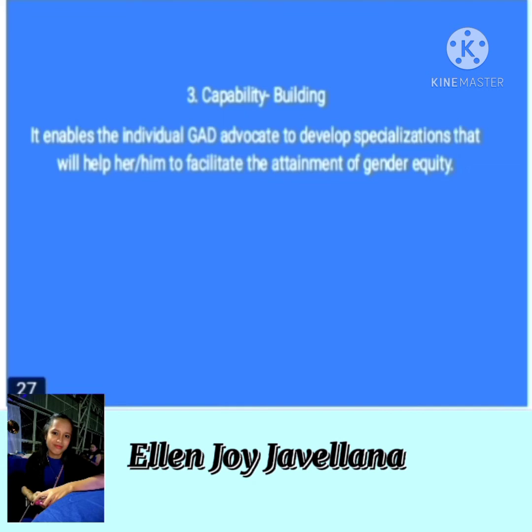Next is capability building. It enables the individual, gender and development advocate to develop specializations that will help him or her to facilitate the attainment of gender equity. This is about continuous learning. It doesn't end there, even if they already know about gender and development, or already have an advocacy. Of course, with continuous learning, they will learn more along the way.